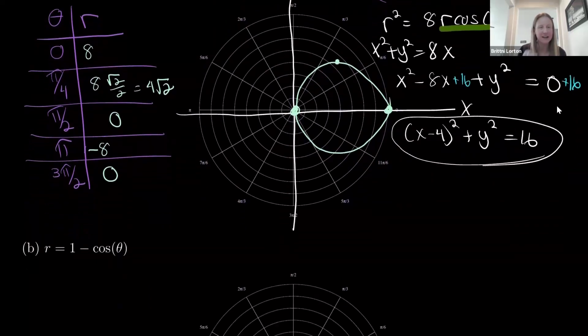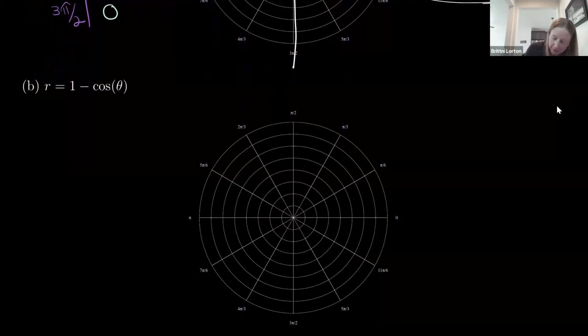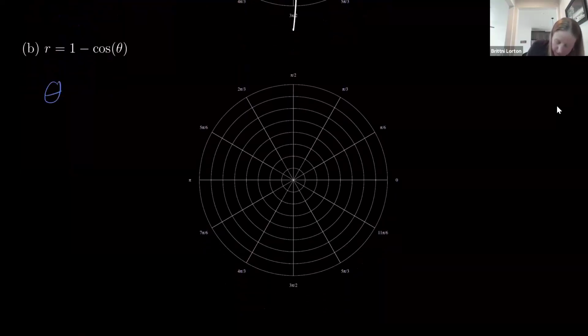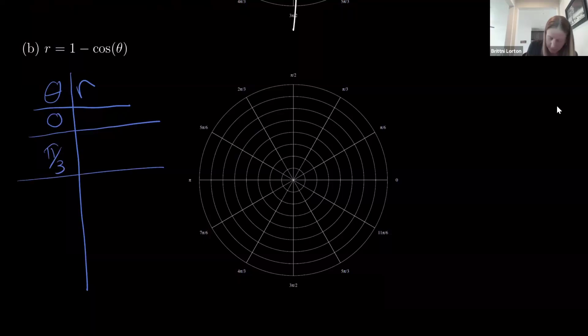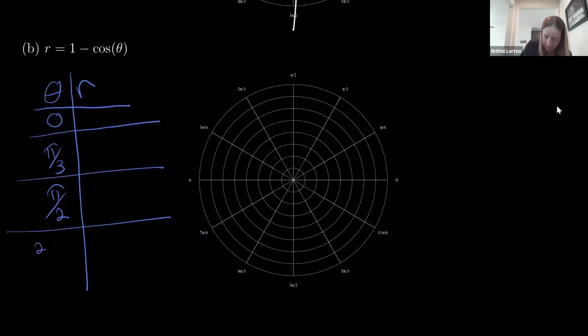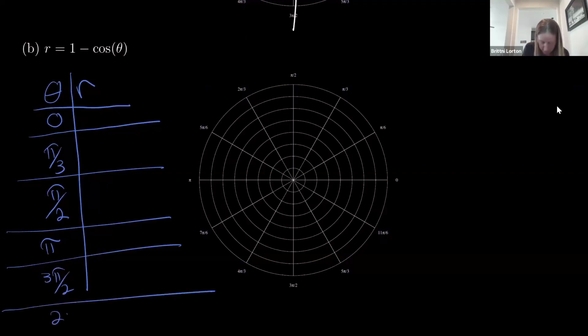Let's do some more. The next one is r equals 1 minus cosine of theta. I'm going to do exactly the same thing. I'm going to create a theta-r table and choose some easy numbers: 0, pi thirds, pi halves, maybe pi, and then maybe 3 pi over 2, and then maybe 2 pi. I'm just choosing some numbers. I always recommend that you choose them in numerical order. If you go skipping around, those dots are going to be very hard to connect.